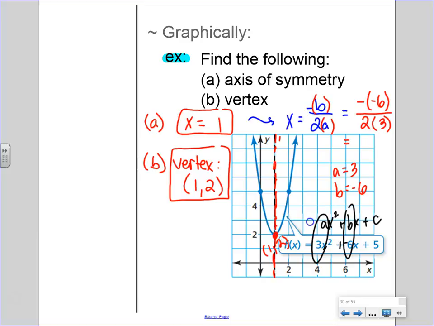I'm confused. Is that b or 6? B is negative 6. And a is 3, because if we look at the beginning of our notes, we're looking at a quadratic as ax squared plus bx plus c. So we're using that pattern, that formula to help us out.